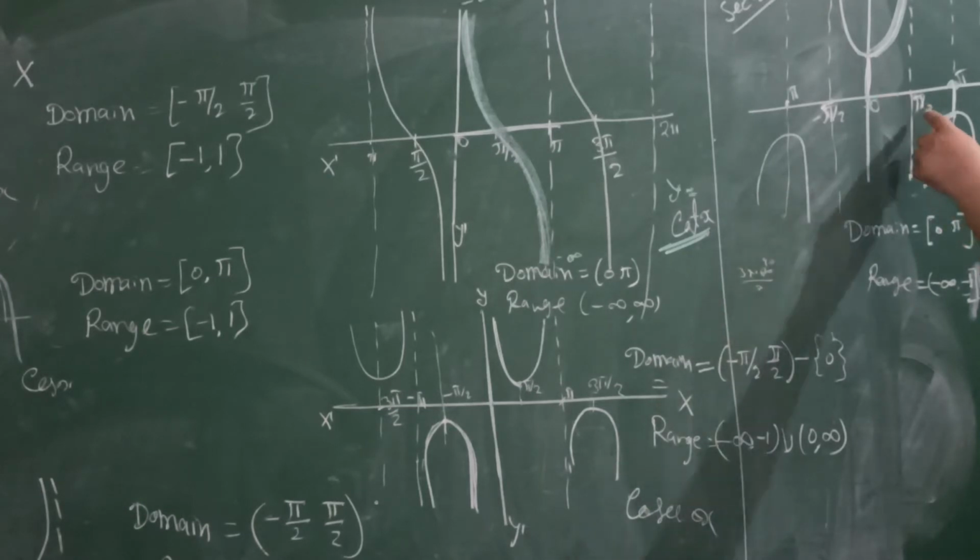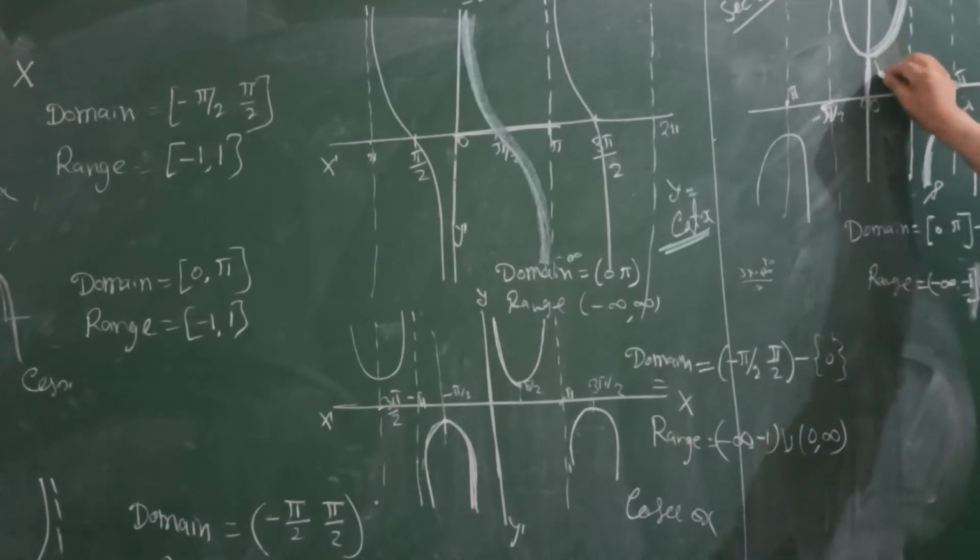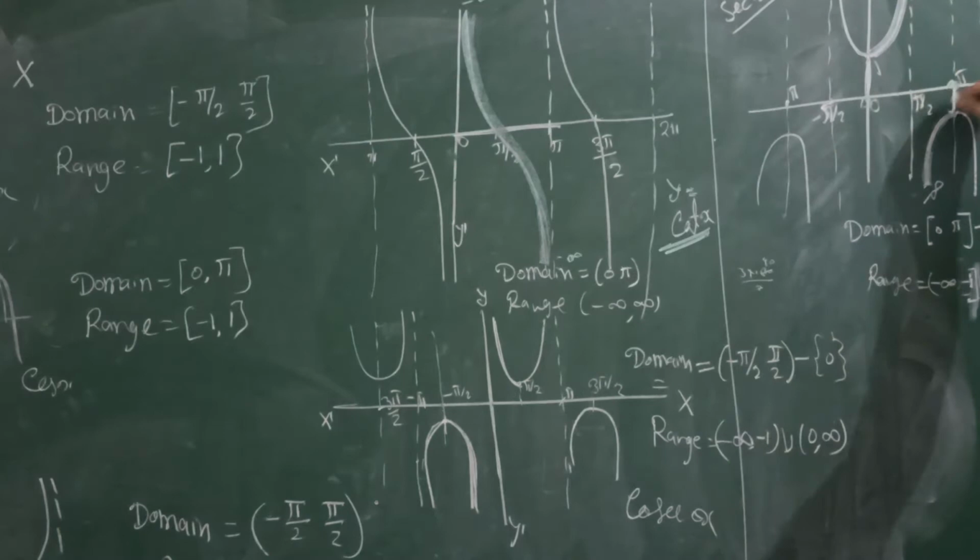So we have written this as pi by 2 is not defined, 0 to pi, except pi by 2. And the range is from minus infinity to minus 1, union 1 to infinity, and this is the value of y. This is known as the range of this sec graph.